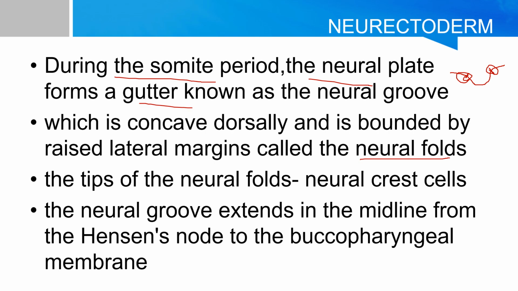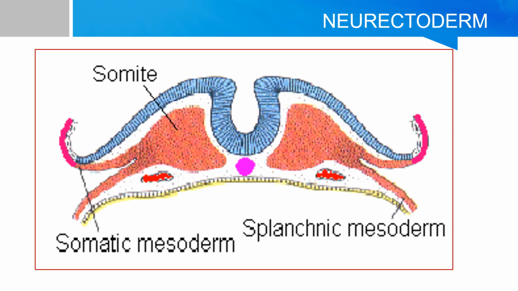What is the extent of this neural groove? If you see, it extends in the midline from the Hensen's node, that is the primitive node, to the buccopharyngeal membrane. So in this picture you can appreciate the thickened neural ectoderm, neurectoderm. First it is called neural plate. Now it has formed a groove, that is called neural groove. So these raised margins are called neural folds. From the tips of the neural folds, neural crest cells develop.